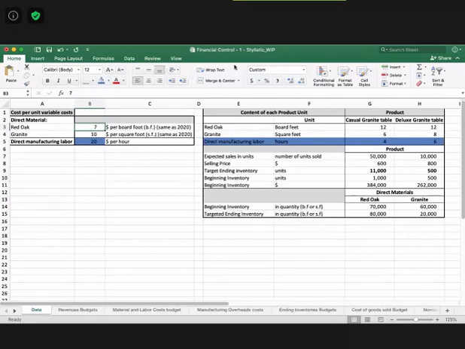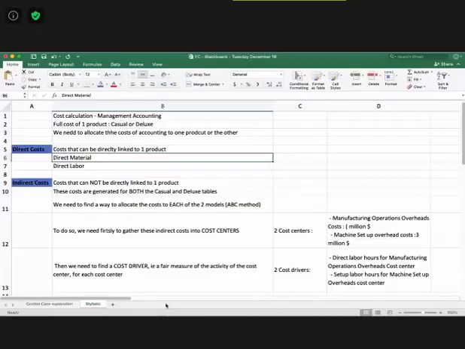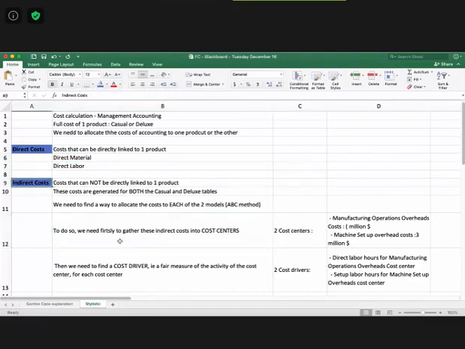So this one is not a big problem when we have direct cost. The problem comes when you have indirect cost, of course. When you have indirect cost, we have a problem because we are talking about cost that cannot be linked to one product only, okay? So these costs are generated for both the casual and the deluxe table, okay?